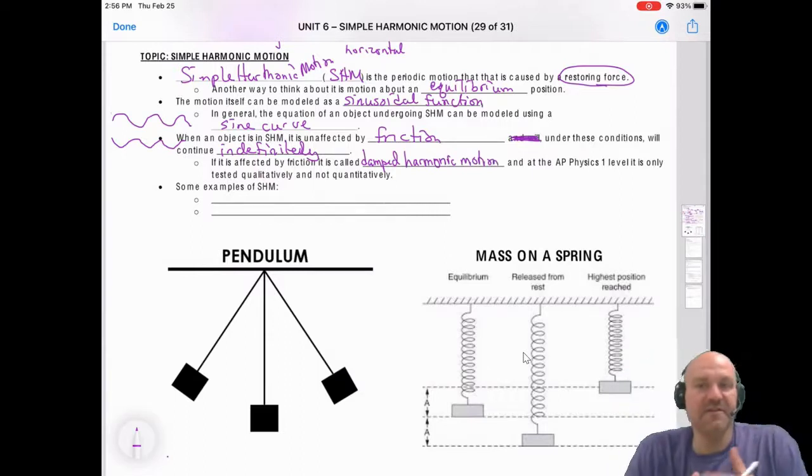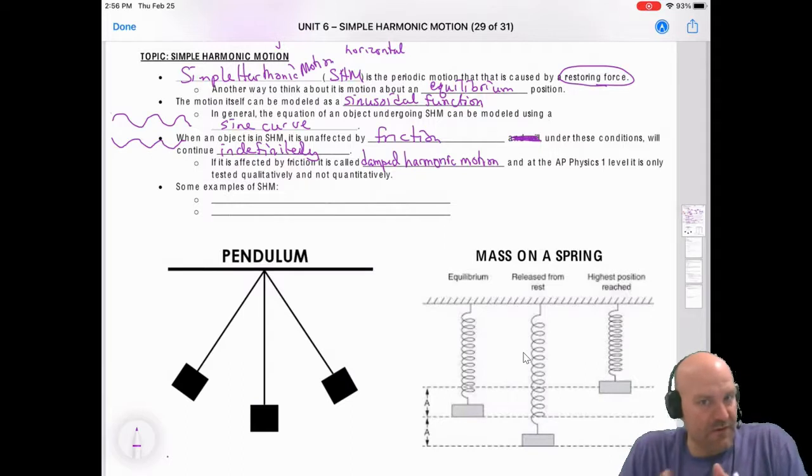Right. Now, in physics one, it's only tested qualitatively, right? So they're going to talk about it, right? They're going to talk about general observations, but it's not quantitative. You're actually not going to calculate anything with it.